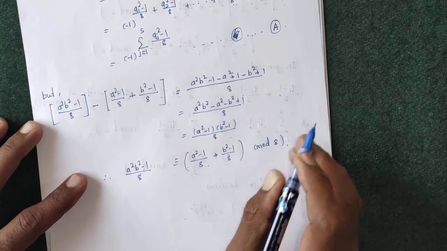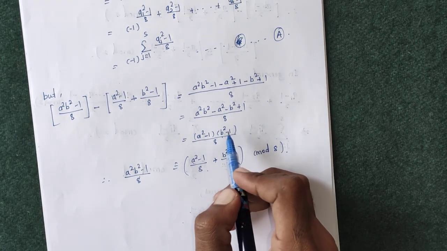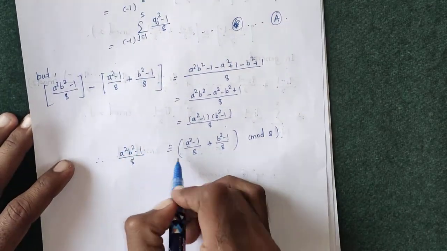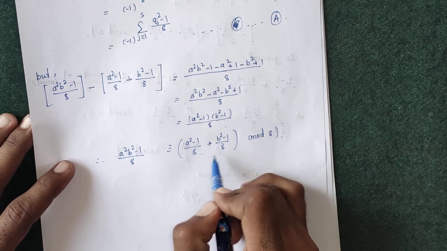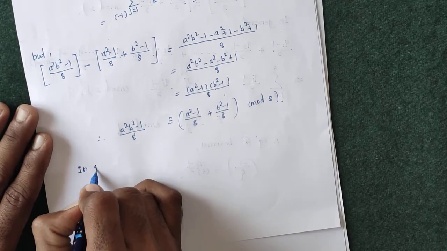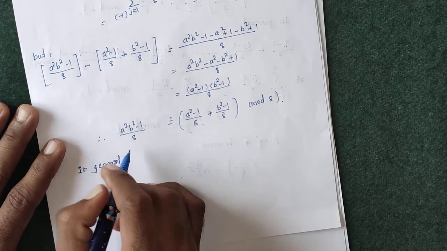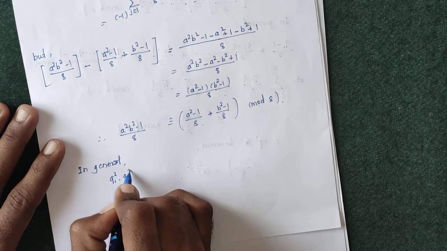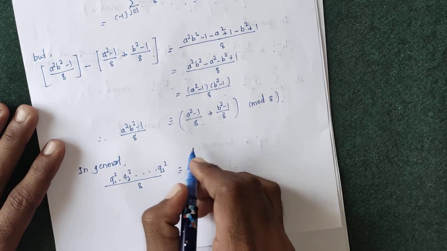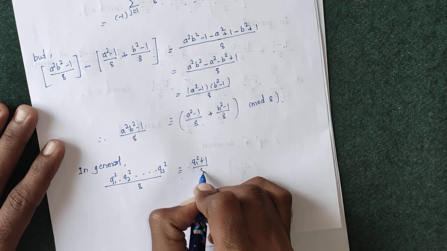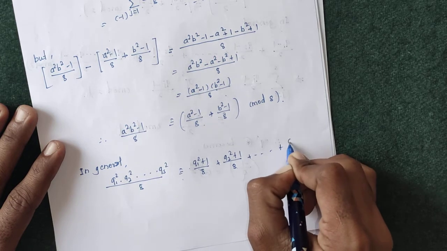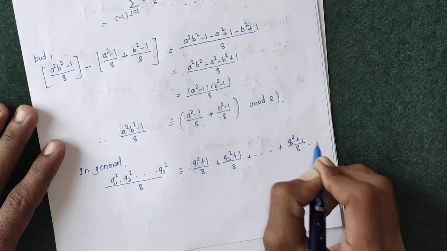Under modulo 8, this is the standard result. Here a square minus 1 and b square minus 1 are each congruent to 0. Then by using the same result we can write a square b square minus 1 by 8 is congruent to a square minus 1 by 8 plus b square minus 1 by 8 under modulo 8. In general, if we generalize this result, then we can write q1 square into q2 square up to qs square minus 1 by 8 is congruent to q1 square minus 1 by 8 plus q2 square minus 1 by 8 plus up to qs square minus 1 by 8 under modulo 8.